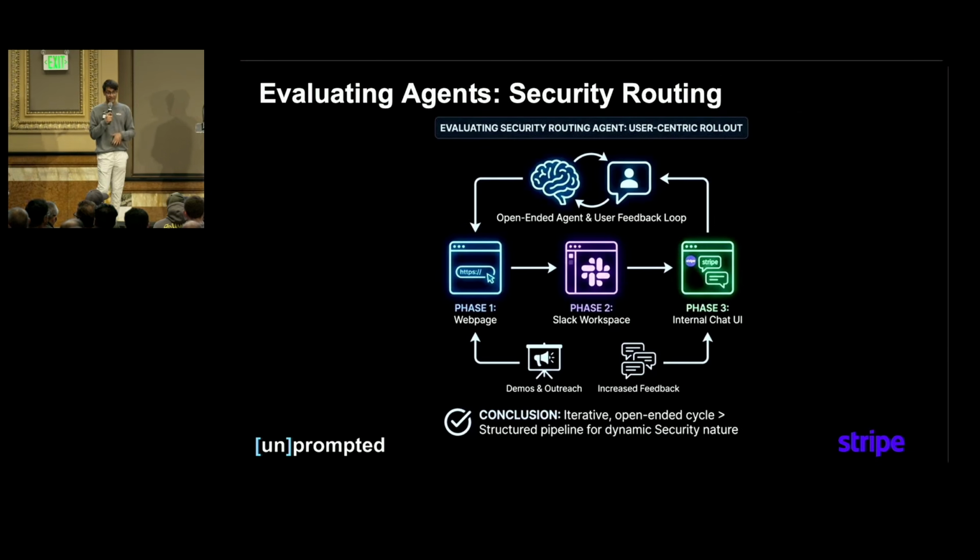Then, taking this feedback and getting more confidence in it, we wanted to test how it handles user situations. So we made it invocable in Slack to really test context dependence. Finally, after iterating on that phase, getting confidence in it, we released it to all developers across Stripe in the internal chat UI for agents at Stripe. This was really to meet developers where they are. And then, of course, we also relied on demos and outreach to, again, just get as much feedback as possible from direct users, again, given the open-ended nature of security routing.